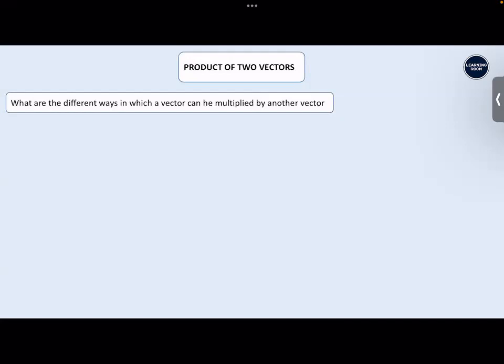Let's see. So today we'll start with the next part of this chapter. This is the last part actually. Okay. So we started with motion in 2 dimensions. We started with vectors. Then we saw motion in 2 dimensions, that is projectile motion. Right. Now we'll see how to find the product of two vectors.